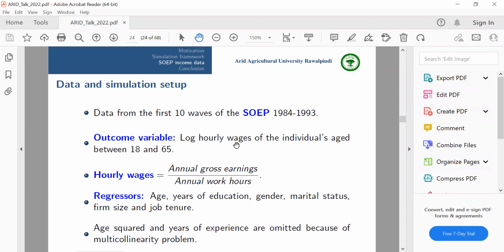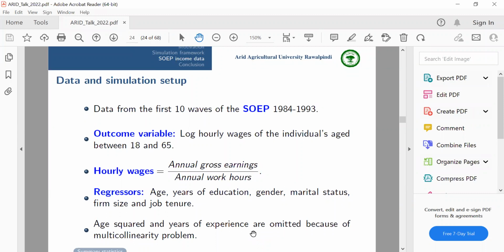And the variable of interest is log hourly wages of the individuals who are in the labor force, 18 to 65, and those who are working as part-time or full-time. Hourly wages are calculated by annual gross income divided by annual work hours. The regressors are age, years of education, gender, marital status, and firm size, that is the company the individual is working with, and job tenure, that is the individual's experience with the company. Similarly, due to some multicollinearity problem, age squared and years of education are omitted from this model.